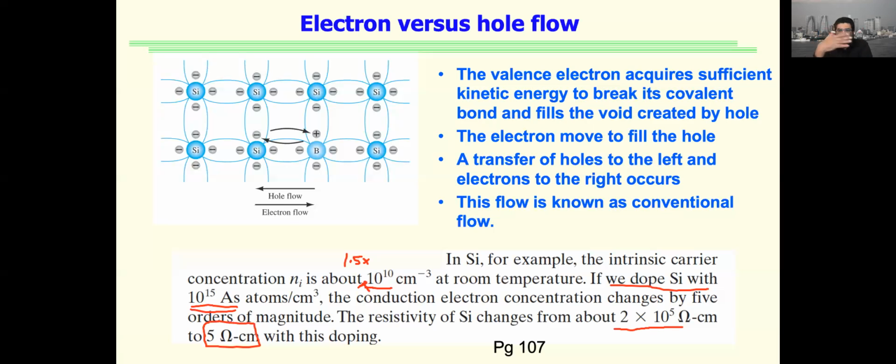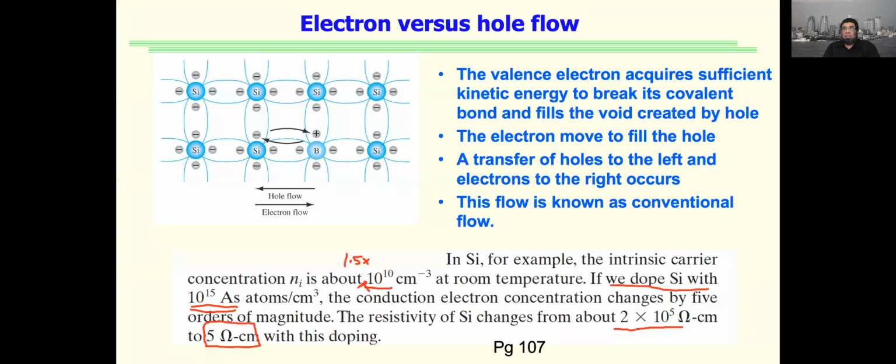So do you see the dramatic change that you would have just by introducing 10 raised to 15 arsenic atoms in silicon? Now, this dopant is just replacing silicon atoms in the whole crystalline structure. It does not disturb the crystalline structure itself. So the device's physical integrity stays the same, but electrical and electronic properties change dramatically.